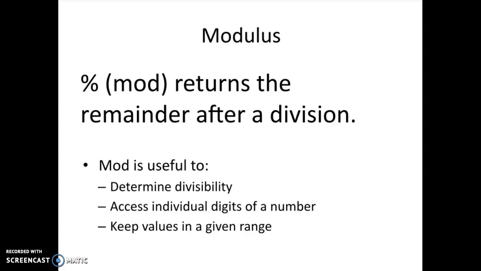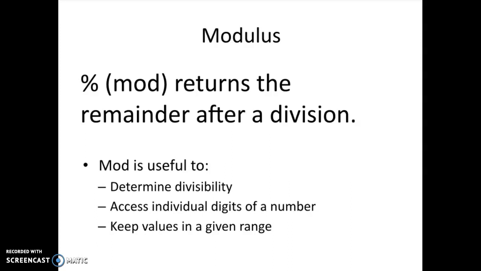Finally, another example is that if I want to keep values within a given range, so maybe I want to make sure some variable is between 0 and 9, and I'm going to be adding to this variable and I need to make sure it stays in that range, I can use mod to keep things within that range. So what is mod, right? So mod is returning the remainder after a division.